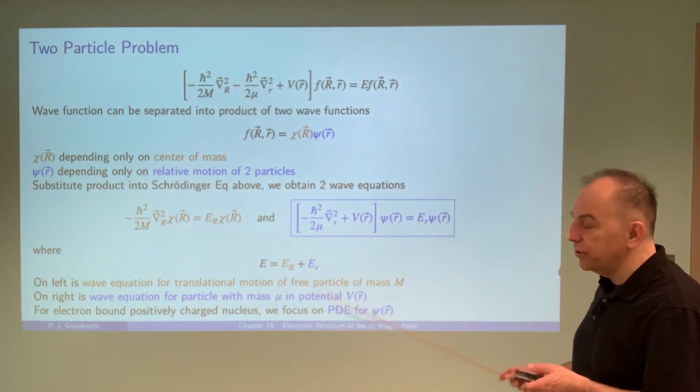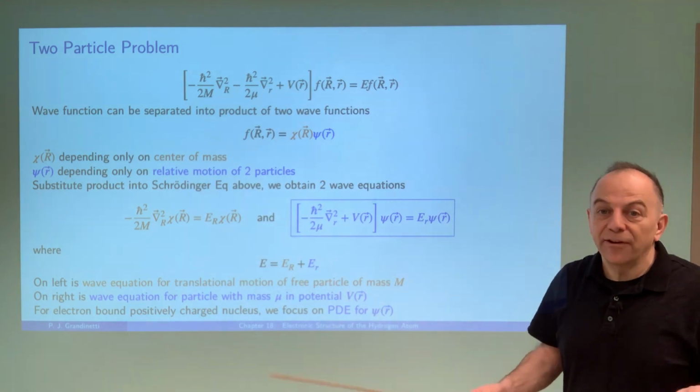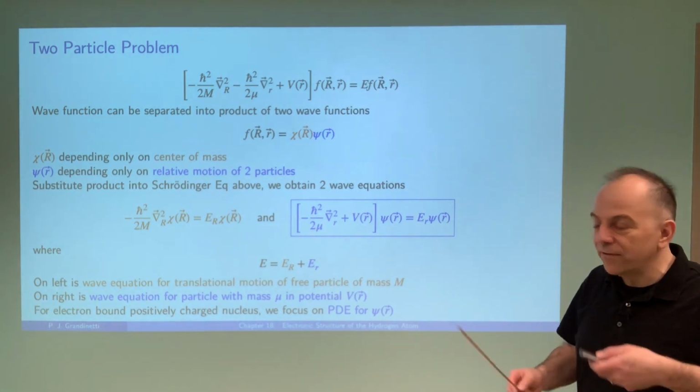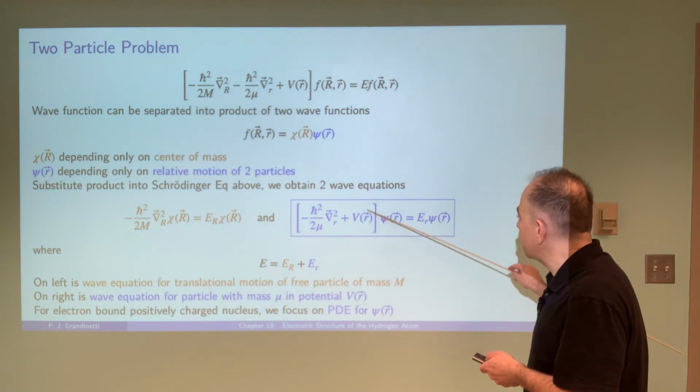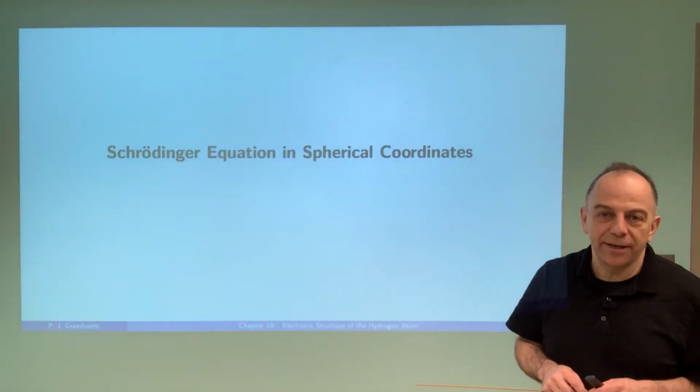So the next thing we're going to do is look at the symmetry of the problem, which is a very spherically symmetric problem. The Coulombic interaction is a conservative central force. So we're going to turn this potential energy term into spherical coordinates, and that will be the topic of the next video.